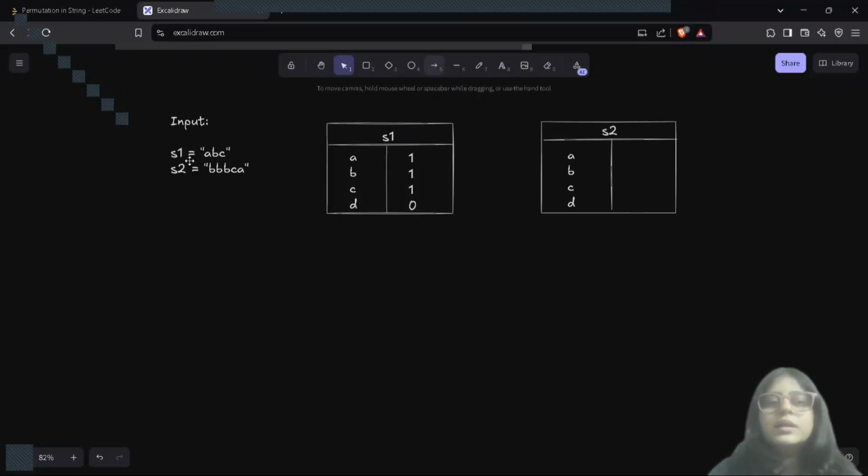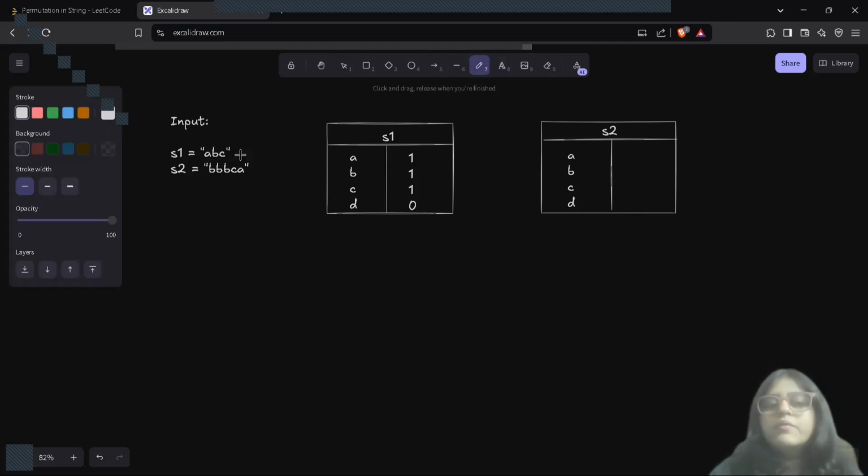So now we know that S1's length is fixed, so we can consider it as a window. Like A, B, C, we can take a window of length 3 and we can keep on shifting the window whenever we are done with one particular substring. So let's say first we will deal with BBB, which is our first window. For the first window, we'll update the frequency map like this.